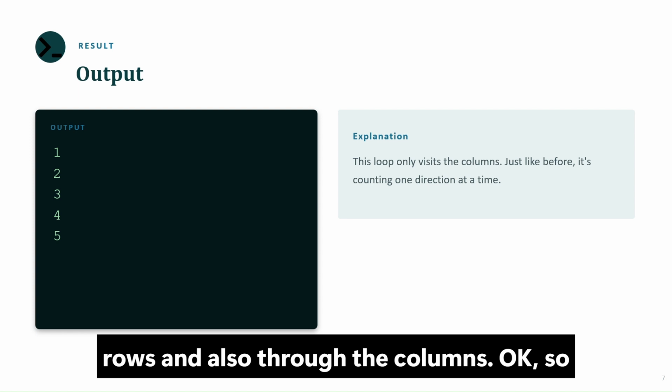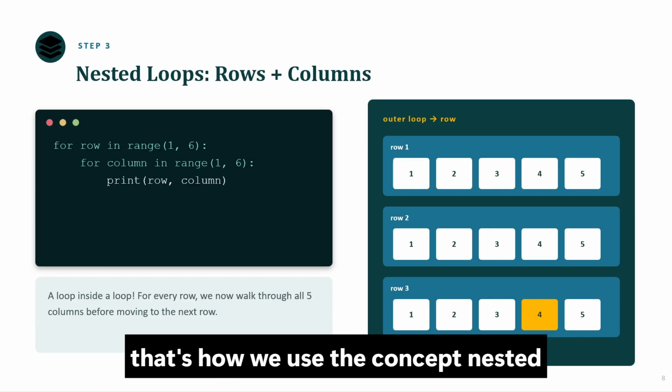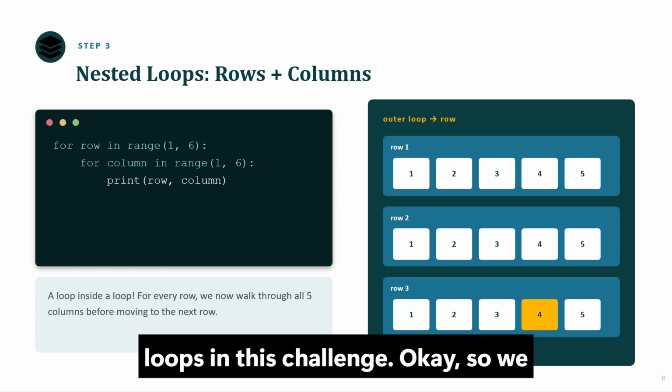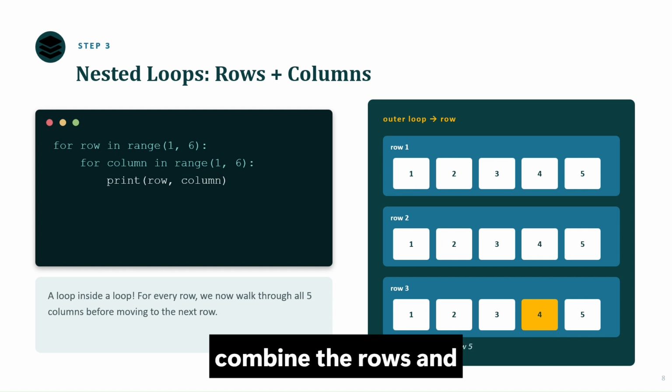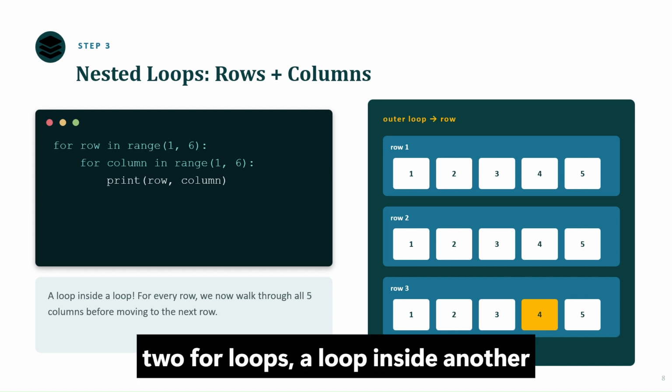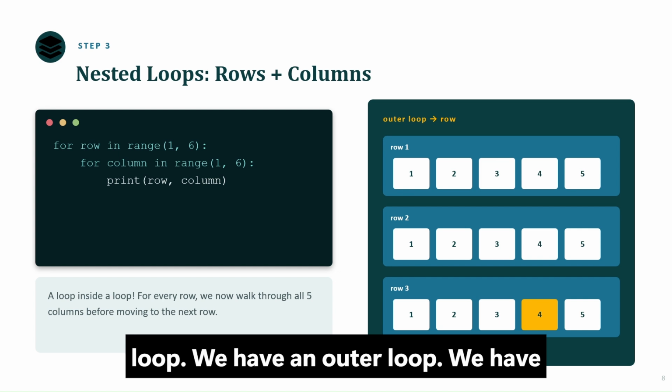Okay, so that's how we use the concept of nested loops in this challenge. We combine the rows and columns together. We have two for loops, a loop inside another loop. We have an outer loop and an inner loop.